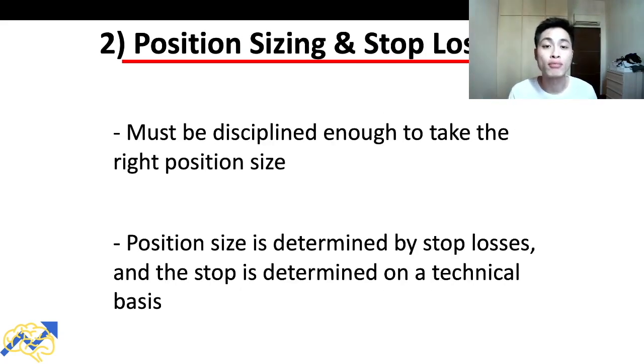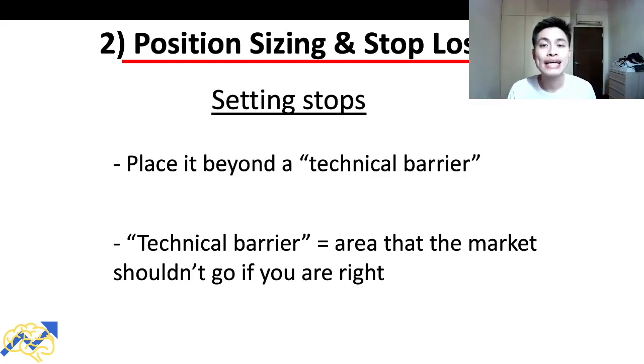The second lesson from Bruce Kovner is position sizing and stop losses. He mentions that we must be disciplined enough to take the right position size consistently. And position size is determined by stop losses, and the stop is determined on a technical basis. So how do we set stop losses?